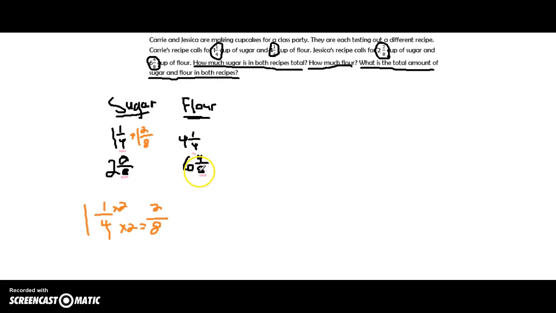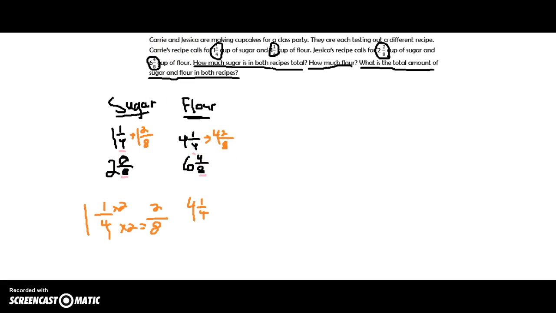So now we can simplify the flour. So there's 4 1/4, but we've already simplified the 1/4 over here, and we know it's 2/8, so we can automatically go to, we know it's 4 2/8. So now we know that 1 2/8 is equal to 1 1/4, and 4 1/4 is equal to 4 2/8.